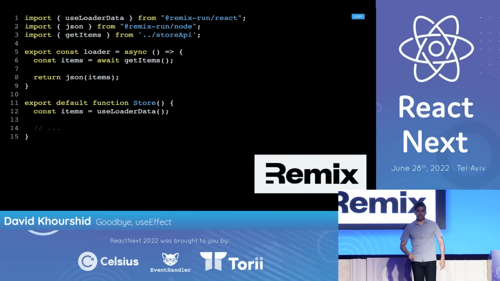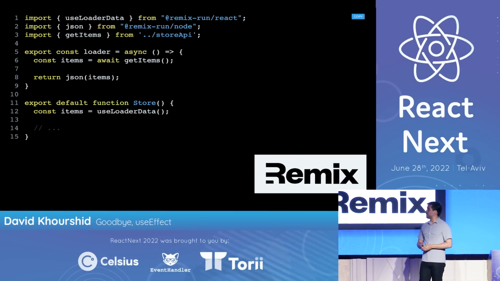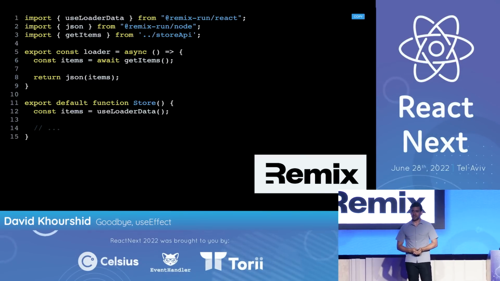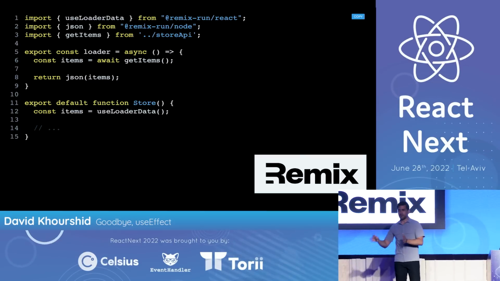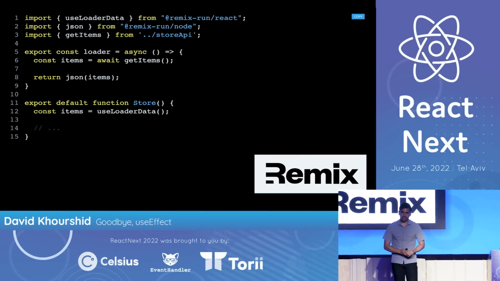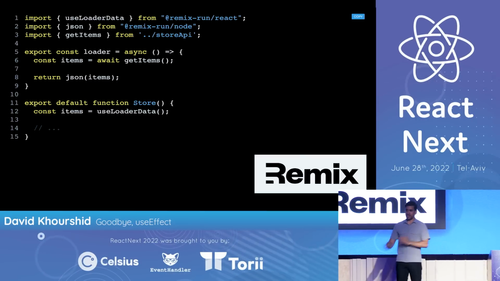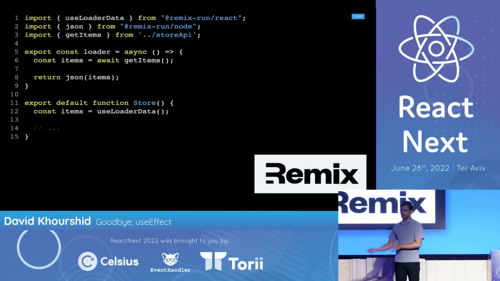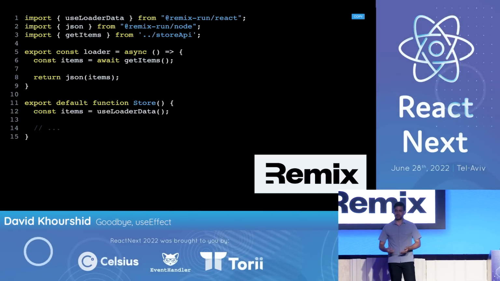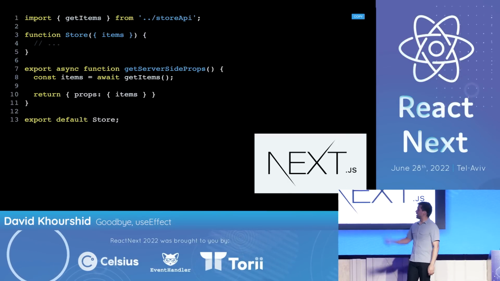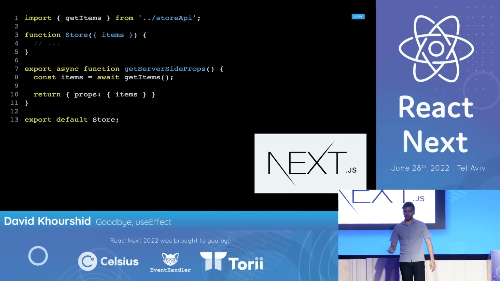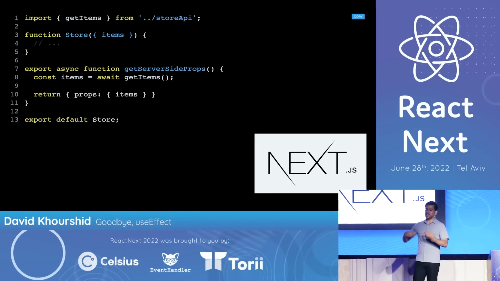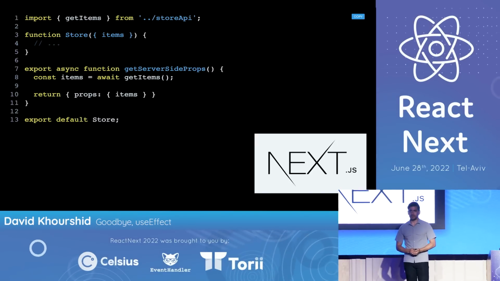So Remix has a native, built-in way of handling the loading of data before your component mounts, because fetching data during component mounting is too late. You want to start fetching before that, and so that is render as you fetch, or fetch then render. Those are the patterns that React talks about. There's also Next.js getServerSideProps if you're using that. Same idea: you're fetching server-side, and then you're giving it to the component.